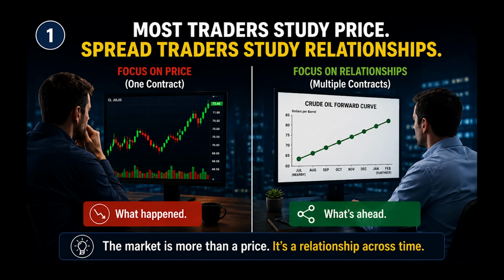Most traders spend their time analyzing price charts. Spread traders should spend more time analyzing forward curves. While outright traders focus on the price of a single futures contract, spread traders trade the relationship between contracts. The forward curve heavily influences those relationships and often reveals more about a spread's potential than the price chart itself.